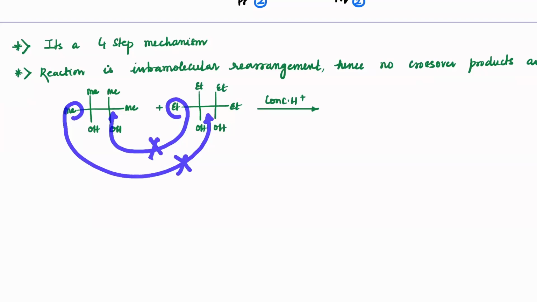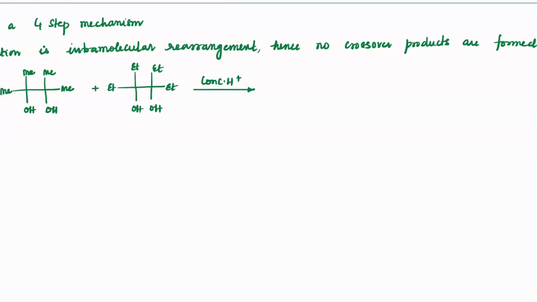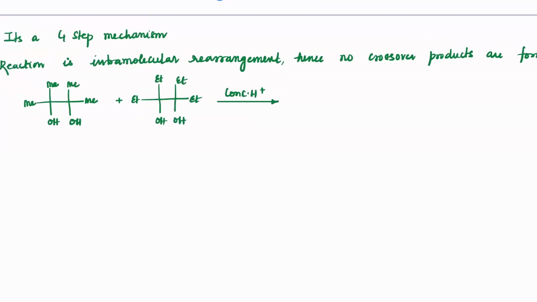So which means what are the correct products we can get here? The product we can get is double bond O with three methyl groups on it.